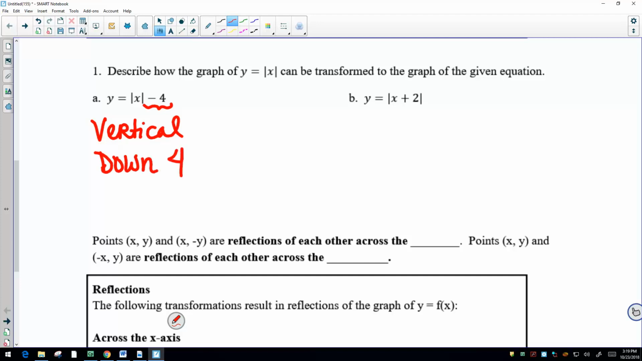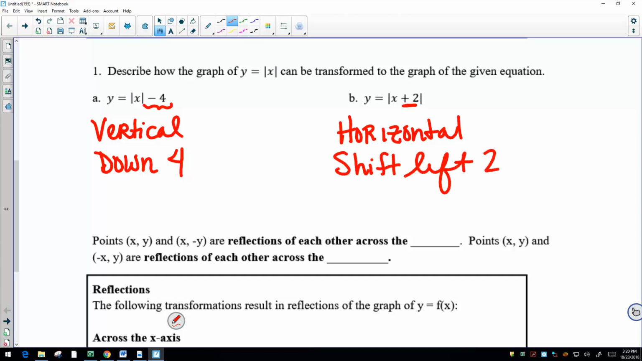Okay. Taking a look at B, now I'm noticing instead of absolute value of x, it's the absolute value of x plus 2, where that plus 2 is happening within that factor. So I am thinking, okay, since it's inside, that's telling me horizontal. Since it's horizontal, I want to think opposite. So it looks like a positive 2, it looks like it would go to the right, but it's going to go backwards. We're going to think shift left 2 units.